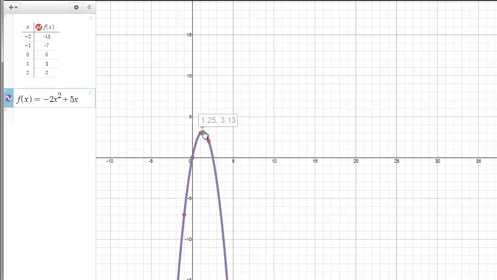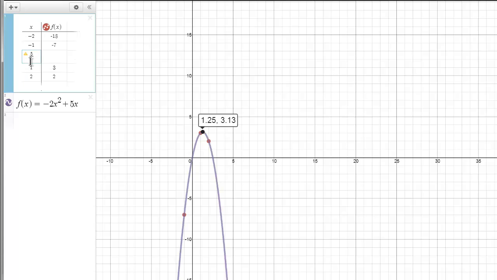Now the peak, 1.125 or 5/4. Let's put that in the middle, 5/4. This is 3.125, that's 3 1/8. Go with 1 here, 2, 0 here, 2, and 3. Okay, so there are some points.